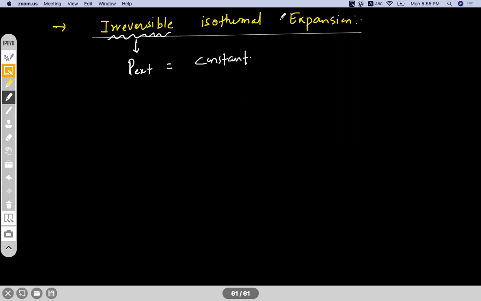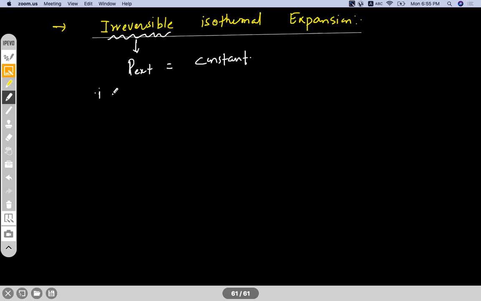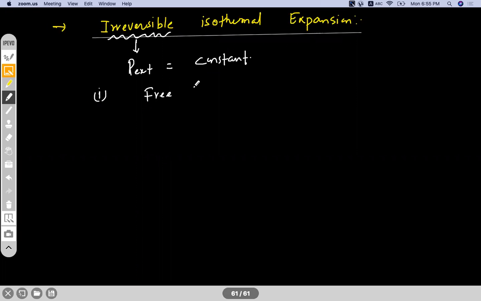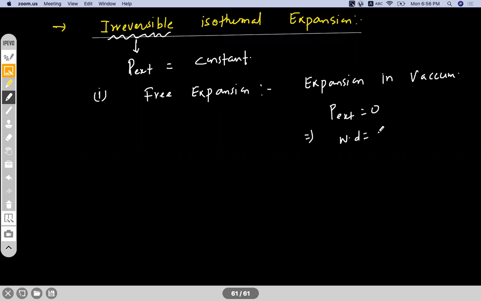If you talk about expansion, we have two types of expansion here. The first one is free expansion. Free expansion means expansion in vacuum, where P external is zero. So in this case, work done is also zero because it's vacuum. We don't have any external pressure. So P external is zero, so work done is also zero, free expansion.